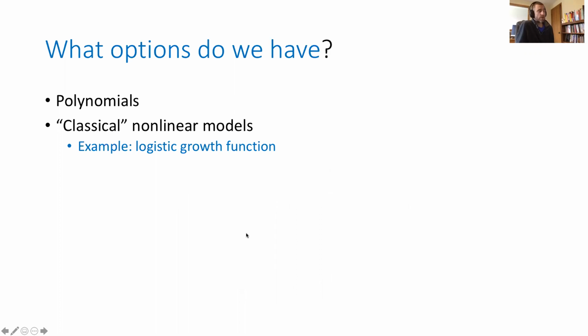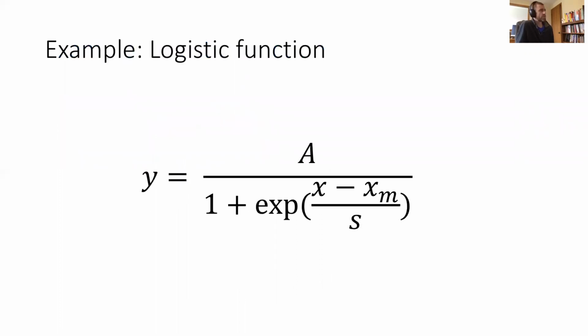So I'm going to give you one example here, just the logistic growth function. This is an example of a traditional classic nonlinear model where A is some asymptote, and X is our predictor, which in the case of the orange trees was age, and XM is the inflection point. And S here is sometimes called a scale.